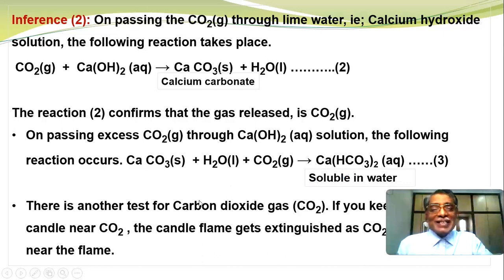There is another test also for carbon dioxide gas. If you keep a burning candle near CO2, the candle flame gets extinguished, puts off, as the CO2 replaces oxygen near the flame.